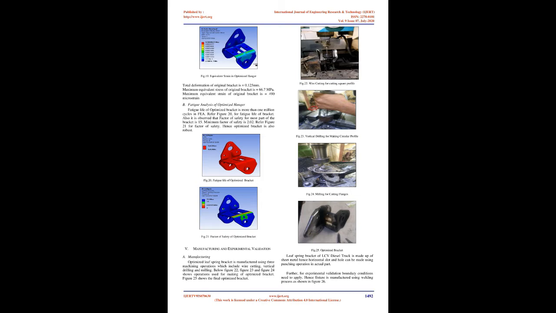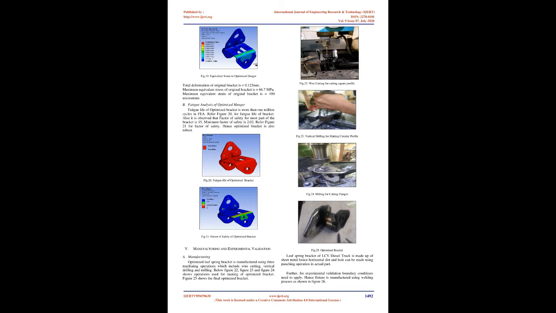For analysis of optimized bracket, a static analysis of optimized bracket. Force and constraints, similar to original bracket, are applied on optimized bracket. Static analysis is done in Ansys. Total deformation, stress, and strain are measured on optimized bracket. Refer Figure 17, Figure 18, and Figure 19 for the total deformation, equivalent stress and equivalent strain. Total deformation of optimized bracket equals 0.125 mm. Maximum equivalent stress of optimized bracket equals 66.7 MPa. Maximum equivalent strain of optimized bracket equals 490 microstrain.